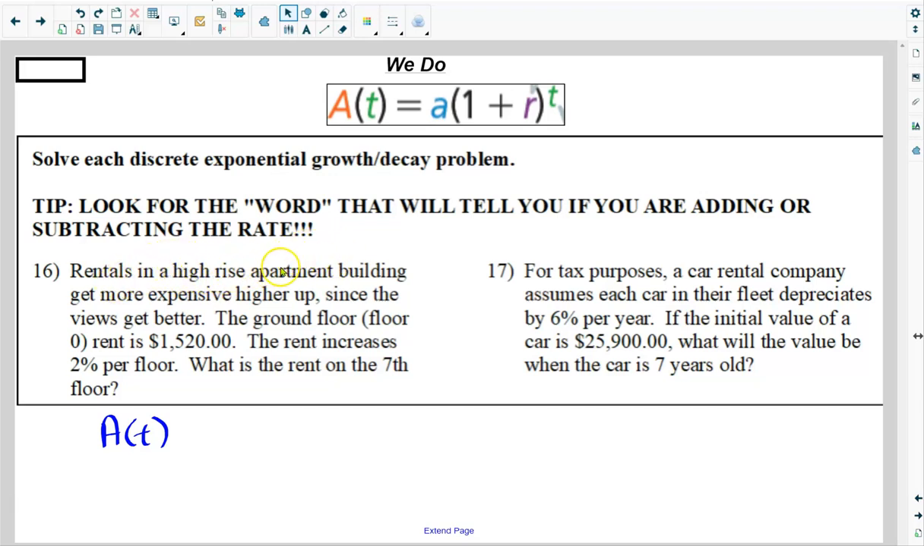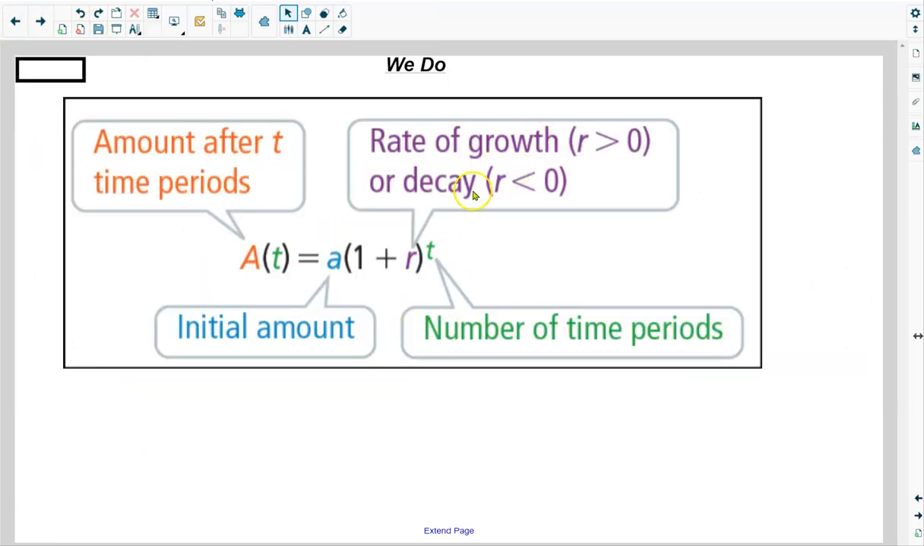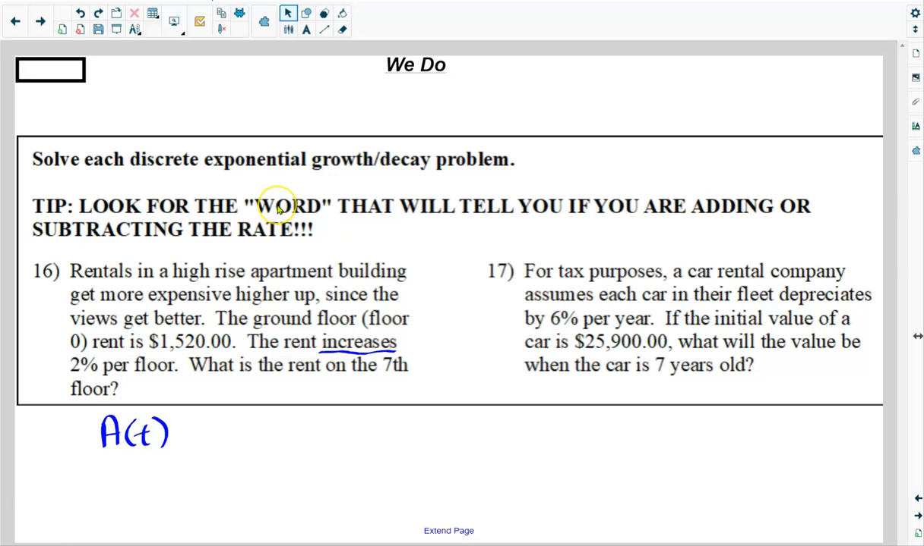Okay, rentals in high-rise apartment buildings get more expensive higher up, since the views get better. The ground floor, which is floor 0, rent is $1,520. The rent increases. So you're looking for words like this that are going to guide you to decide, am I going to have growth or decay? They're not always going to tell you growing or decaying. You're going to look for words. Okay, here's the tip: look for the word that will tell you if you are adding or subtracting the rate.